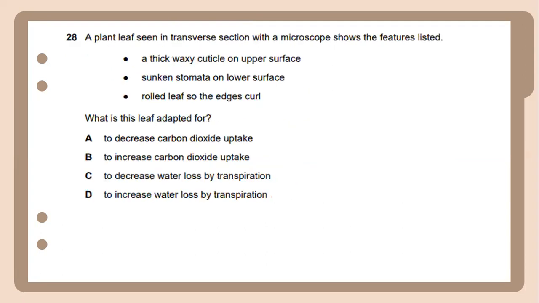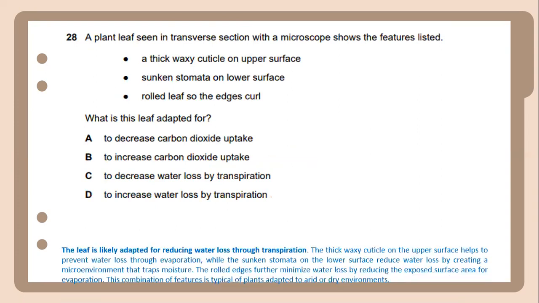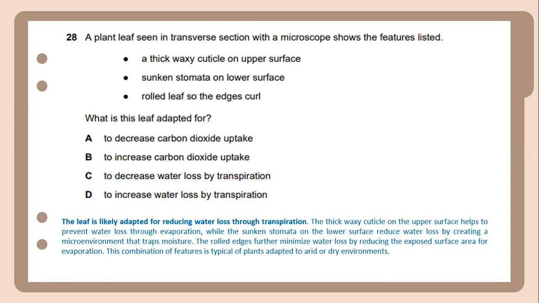28. A plant leaf seen in transverse section with a microscope shows the features listed: a thickly waxy cuticle on the upper surface, sunken stomata on the lower surface, and rolled leaves to the edge firm. What is this leaf adapted for? The leaf is likely adapted for reducing water loss through transpiration.